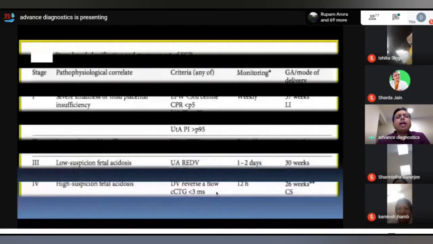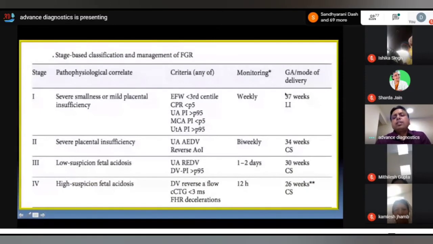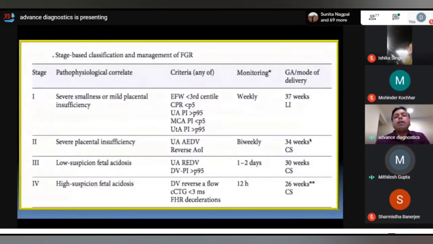So if we have diagnosed a fetus in stage 1, and if it is 37 weeks, then we should not hesitate and deliver the baby. And if it is not 37 weeks, then we should do the weekly monitoring. And if it is still in stage 1, then we will wait till 37 weeks to get it delivered. If we have diagnosed stage 2, and if it is 34 weeks, then we should go for cesarean section straightforward. And if it is not, then we will do the monitoring by week.